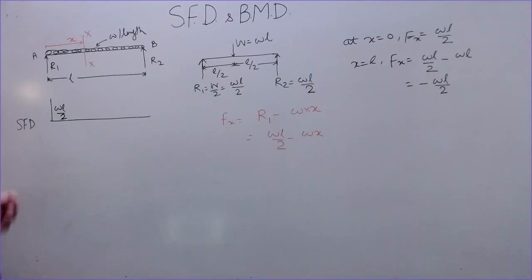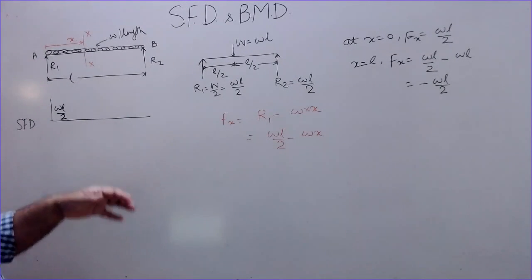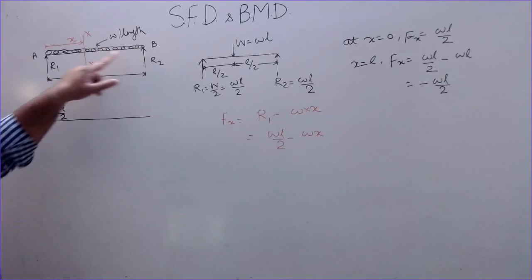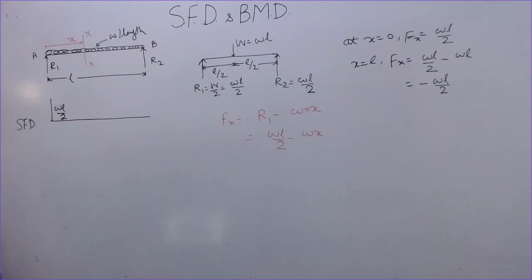Next we have to find the shear force and bending moment and draw the diagrams for a simply supported beam at the two ends carrying the UDL of constant intensity small w per unit length. The length of the beam is L.